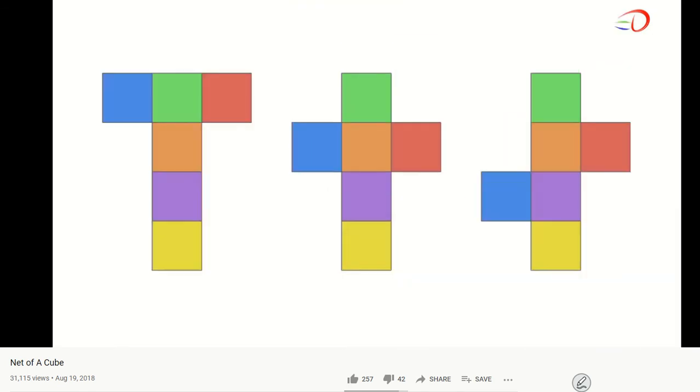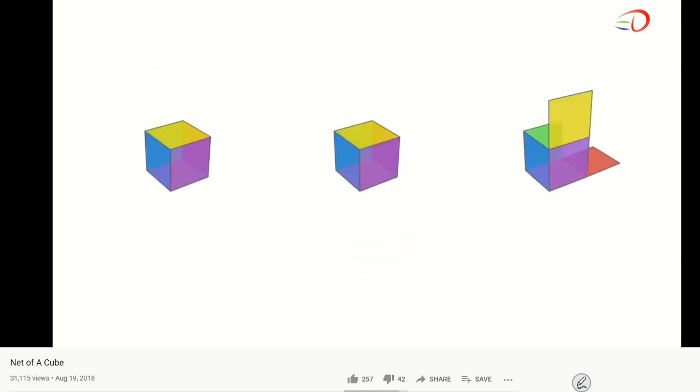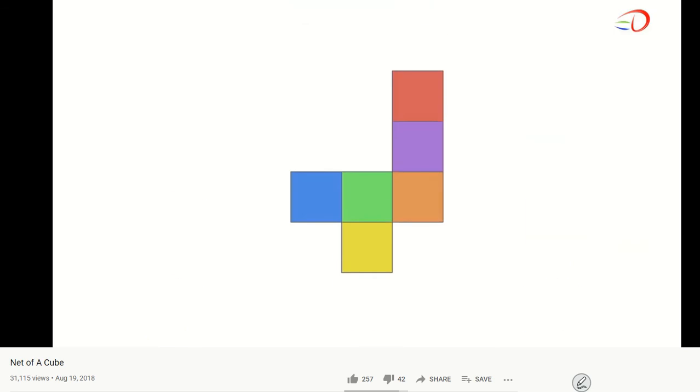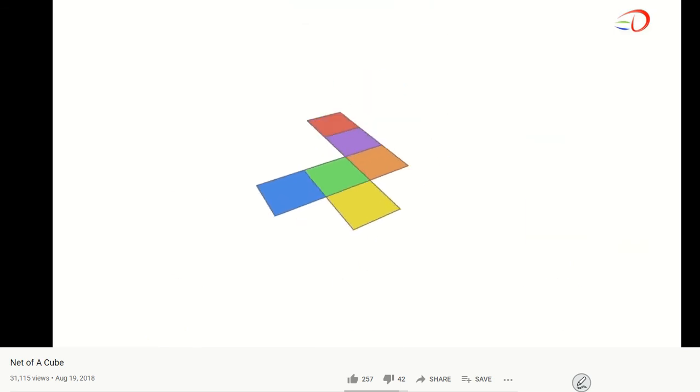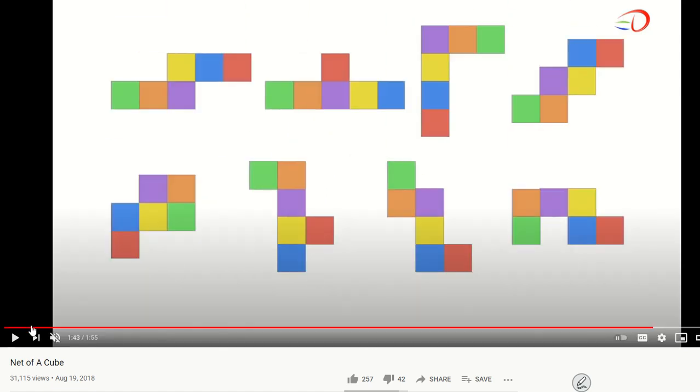So what we've learned is that these 3 nets can be folded into cubes, right? Those were all successful. But there was this one net that did not work. It did not close up perfectly. So that is just a little 3D animation of how you take a net, fold along the lines, turn into cubes. Some nets work, some do not. You will not have to worry about the ones that don't work. Mostly we're going to just work with the basic ones.